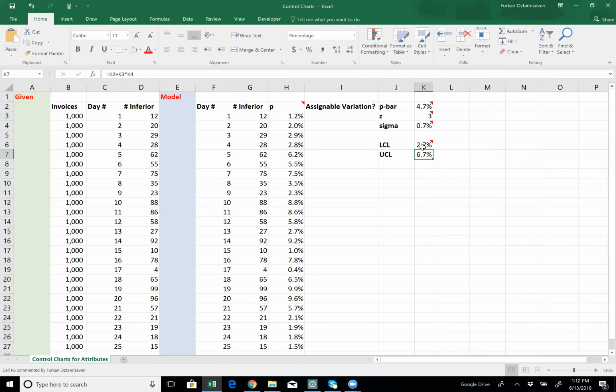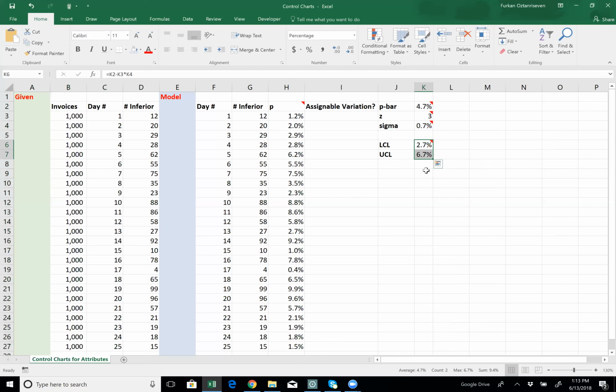Perfect. So if my p-values are within these boundaries, 2.7% and 6.7%, that is what we call natural variation. That's normal. But if we observe any number of inferiors less than 2.7% or more than 6.7%, then that will make us think that this is assignable variation.